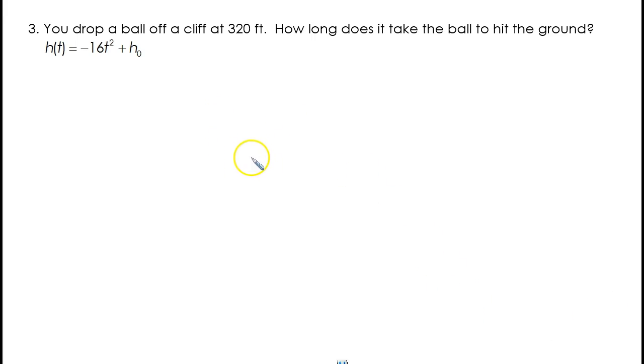Example 3, you drop a ball off a cliff at 320 feet. How long does it take the ball to hit the ground using the function h of t equals negative 16t squared plus h sub 0? Now, remember in mathematics, this sub 0 is like a starting amount, an initial value. So h sub 0 is going to be the height at the start, when you first drop the ball.